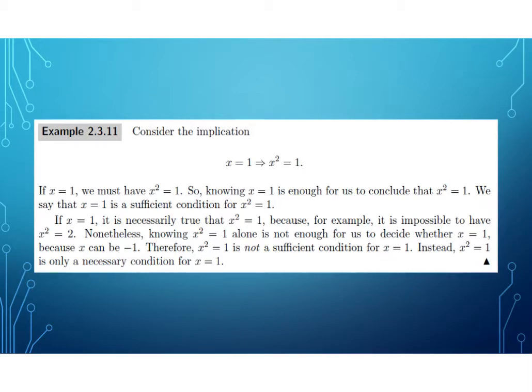Think about it the other way, though. If x squared equals 1 is all we know, we cannot guarantee that x equals 1. x squared equals 1 is not sufficient. It's not enough for us to conclude that x equals 1 because it's possible for x to be negative 1 if we're just assuming x squared equals 1. That tells us x squared equals 1 is a necessary condition for x equals 1.